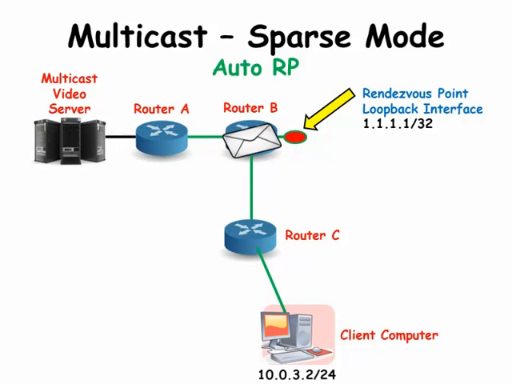We are looking at a sample diagram of a client computer and a server connected together by three routers labeled A, B, and C. We're going to configure the multicast network on these components, and we're going to make router B the rendezvous point on its loopback interface of 1.1.1.1.